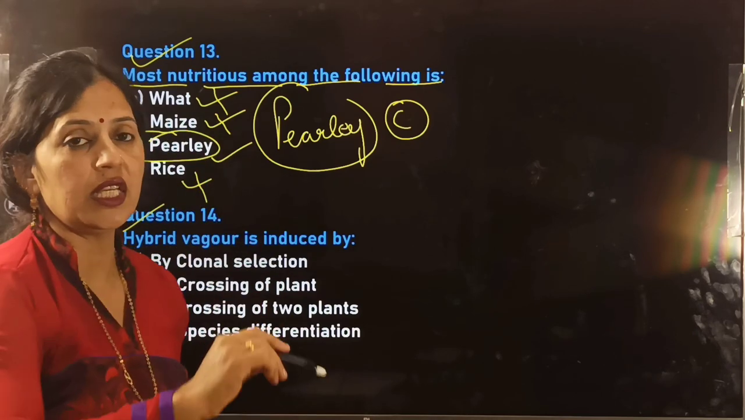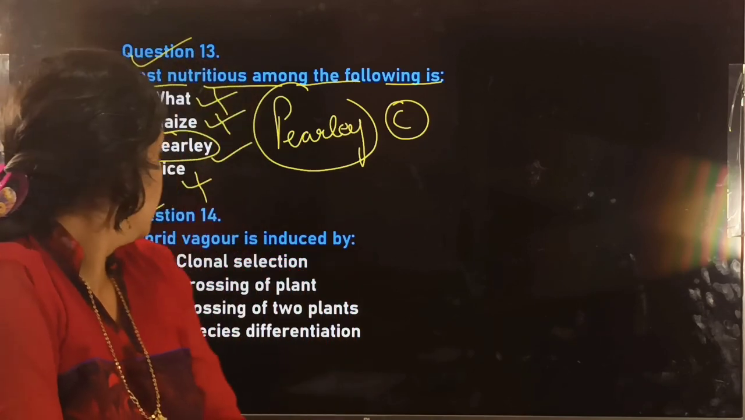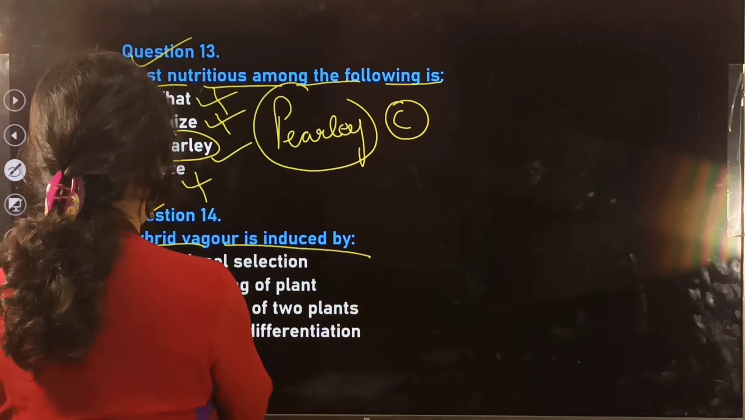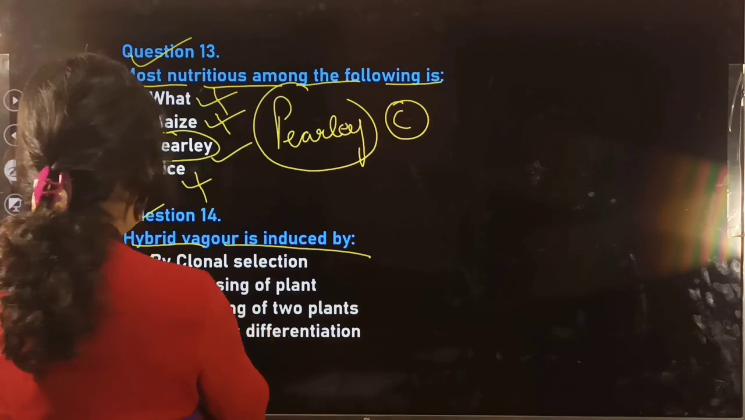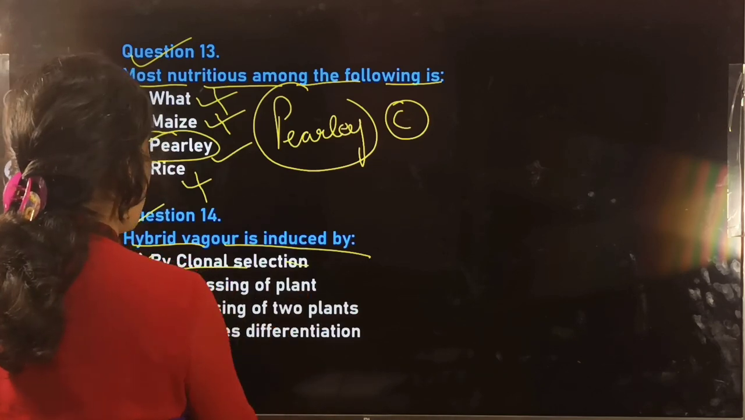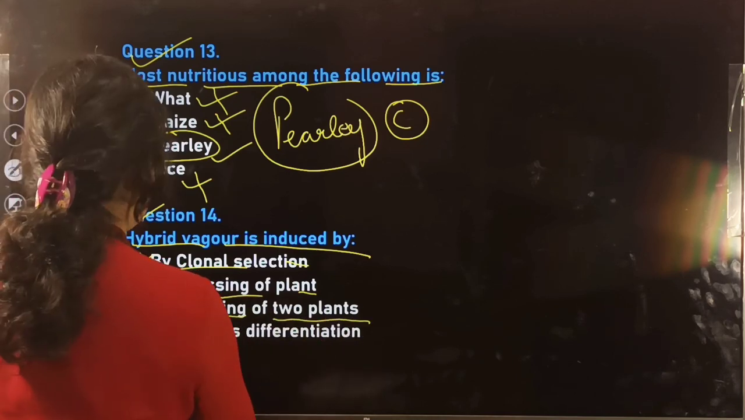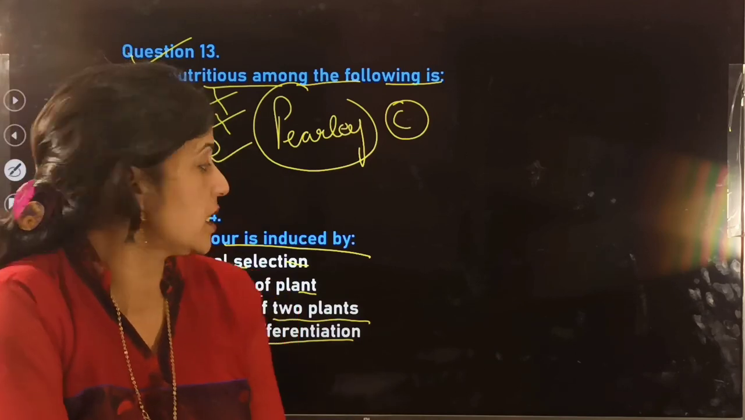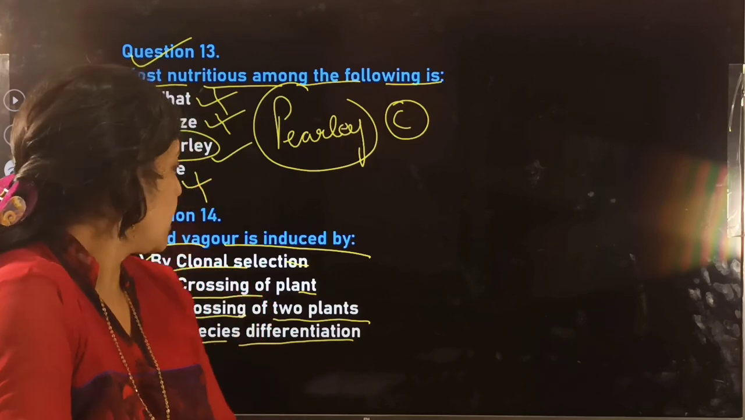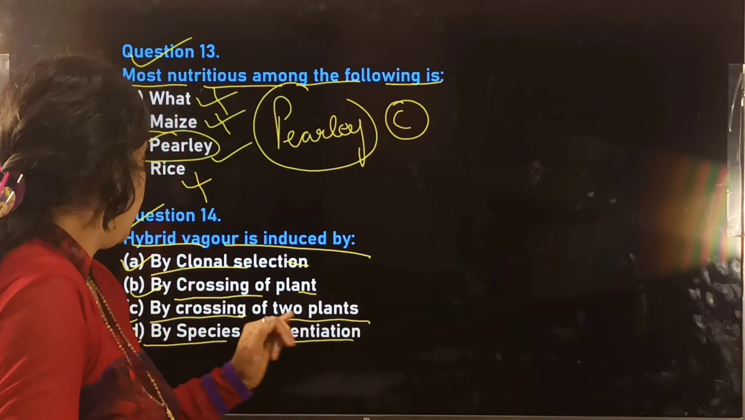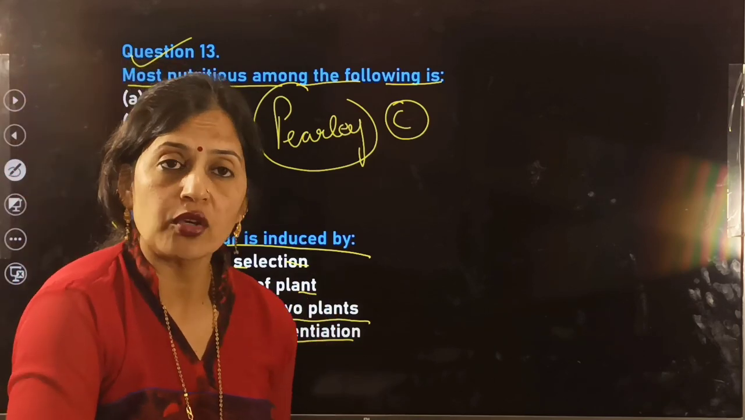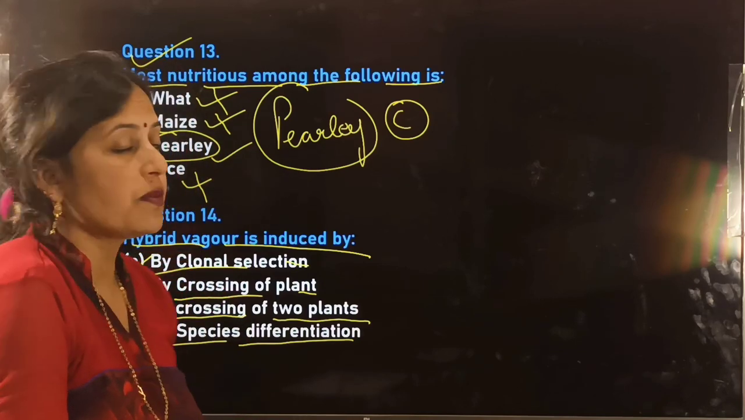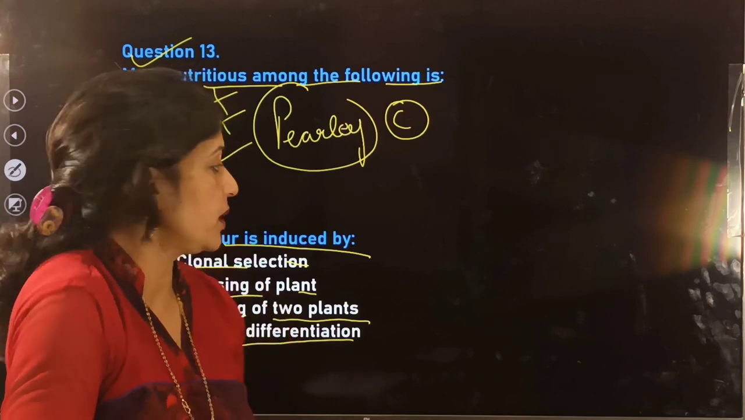Now shift to the question number 14, and your question number 14 is, hybrid vigor is introduced by. Option A is by clonal selection, B by crossing of plants, C by crossing of two plants, and D is by species differentiation. So there are four options.